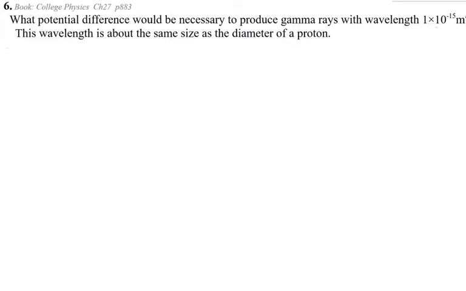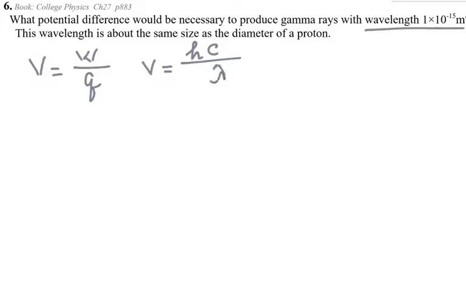For number 6, they ask what potential difference would be necessary to produce gamma rays with a wavelength of 10 to the negative 15 meters. This wavelength is about the same size as the diameter of a proton. And again, it's a potential difference, so I can apply the voltage formula again. So it's the work or the energy needed to move the charge. They ask me for the potential difference, so I need to find V. The work is Planck's constant, and they give you the wavelength. So instead of writing the frequency again, I'm going to write c over the wavelength, and then I have the charge of the electron.